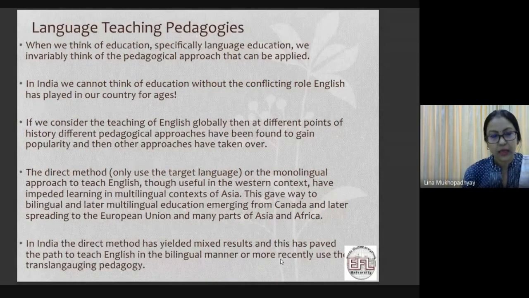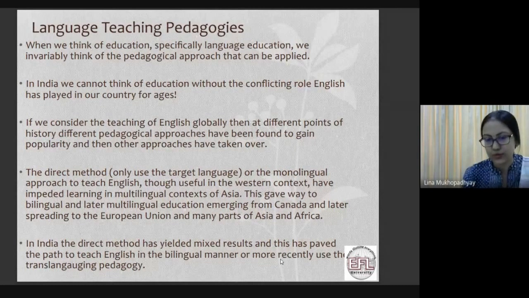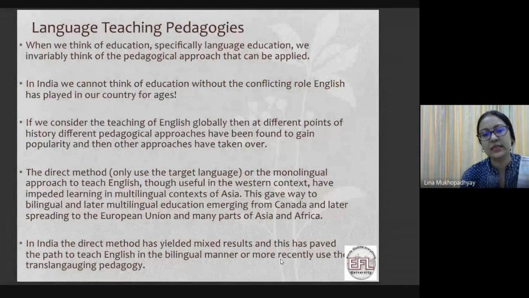to the class. So in India, although the direct method has been quite popular in several pockets, it has yielded mixed results. So we cannot say that it is not successful, or that it is successful. And this has paved the path to teach English for quite some time. It's not a new method, but we have been following the bilingual approach to language teaching, or more recently, we are using the concept of translanguaging pedagogy.